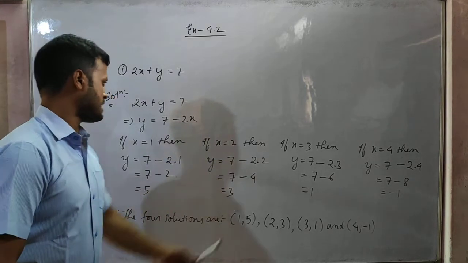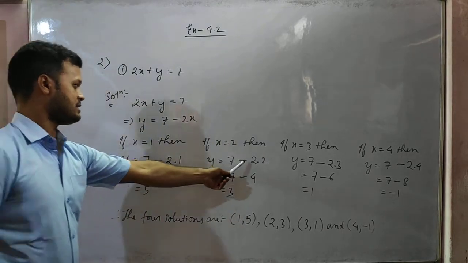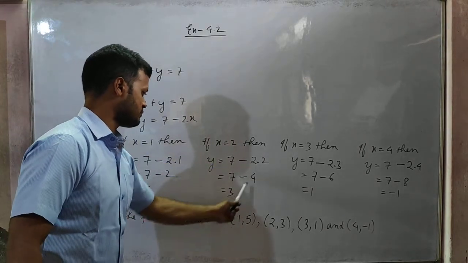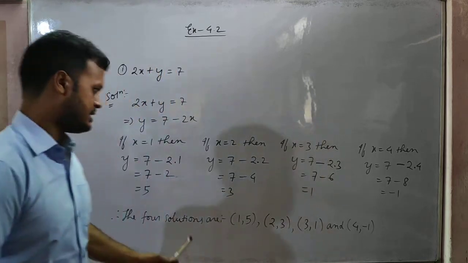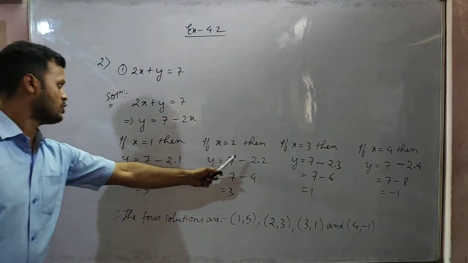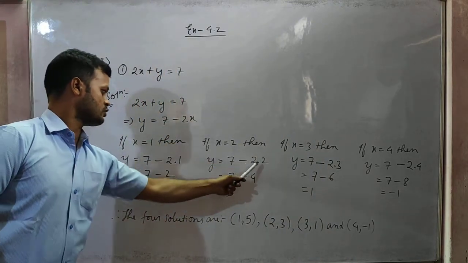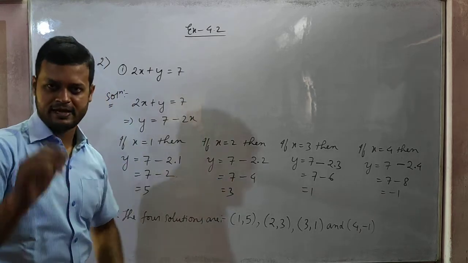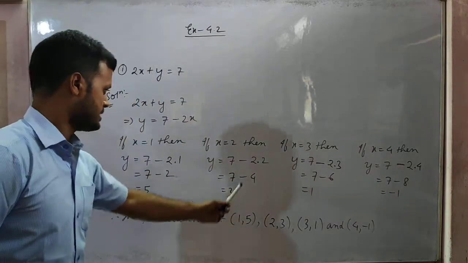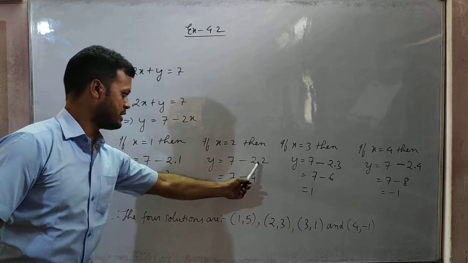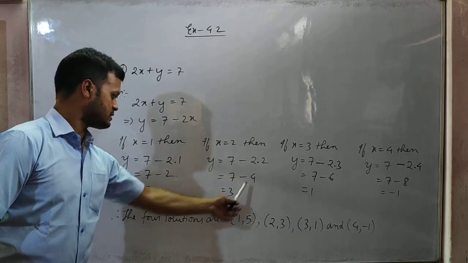If x is equal to 2, then y is equal to 7 minus 2 into 2, which is how much? 4. 7 minus 4 is 3. See, in place of x I am putting 2. This dot means multiplication sign. So 2 into 2 is 4. 7 minus 4 is 3.